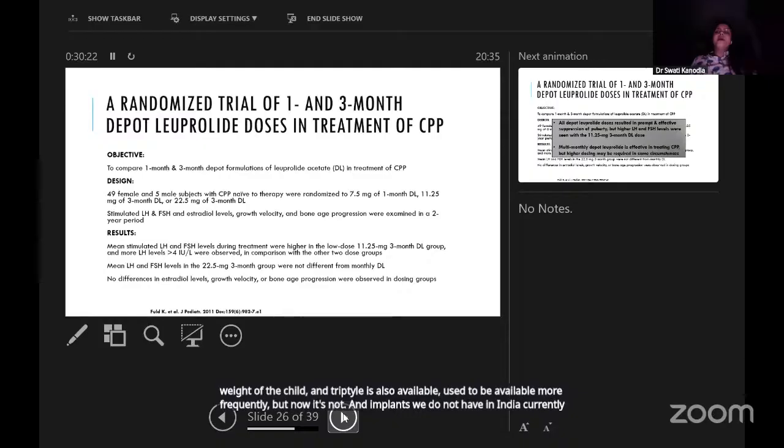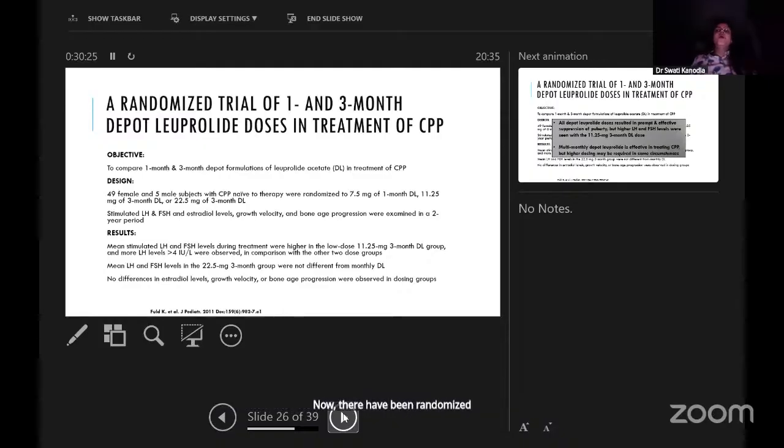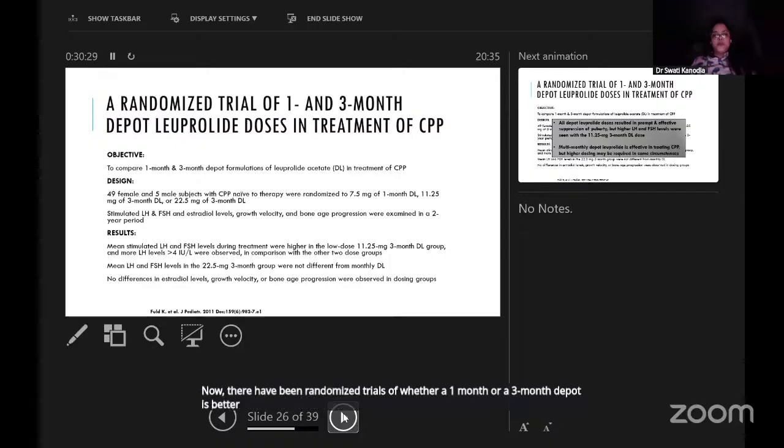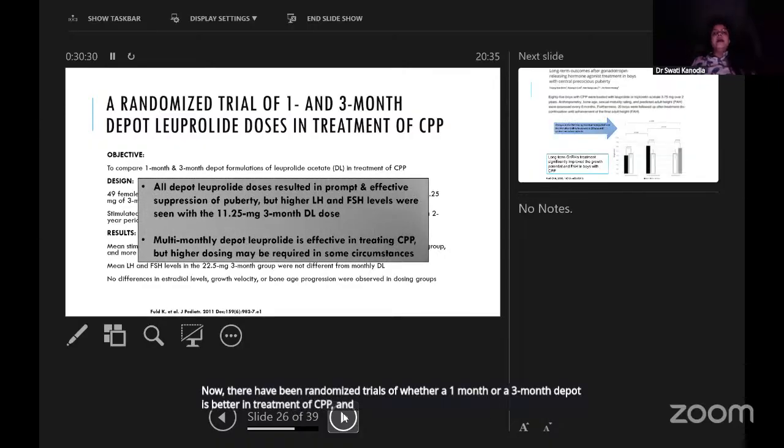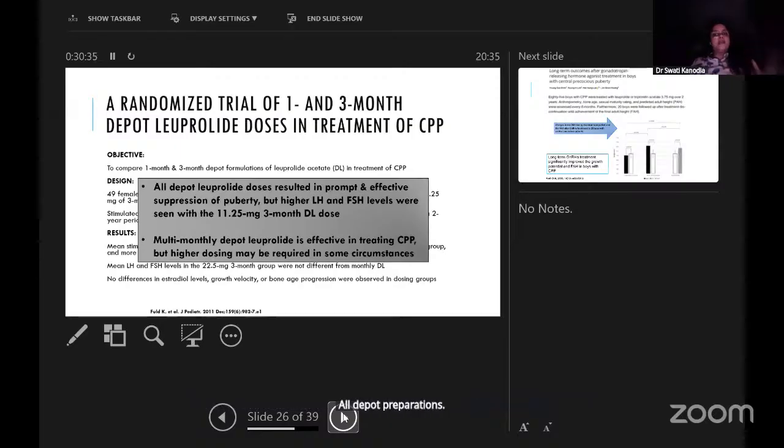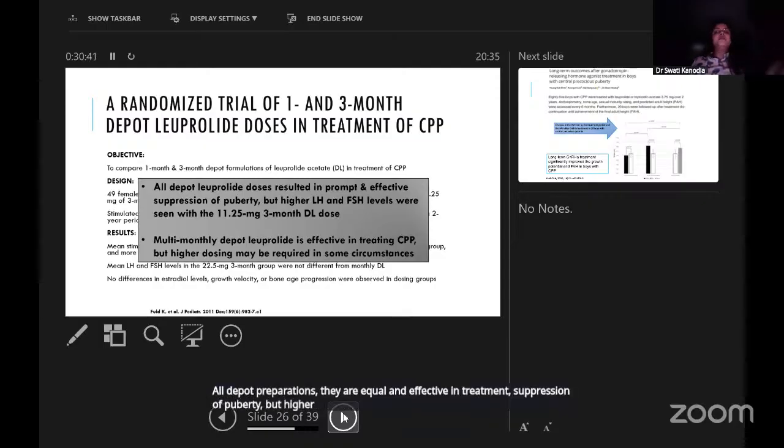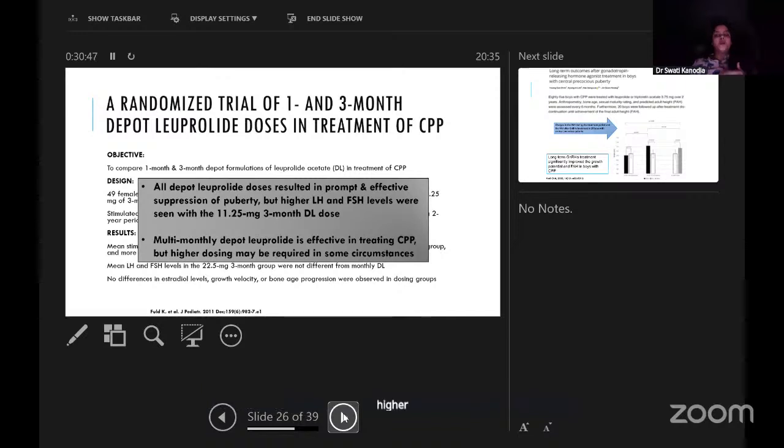Now there has been a randomized trial of whether a 1 month or a 3-month depot is better in treatment of CPP, and it was found that all depot preparations are equal and effective in treatment or suppression of puberty, but higher LH and FSH levels were seen with the 3-month depot, and the dosage might be higher if we are giving it for a longer duration of gap.